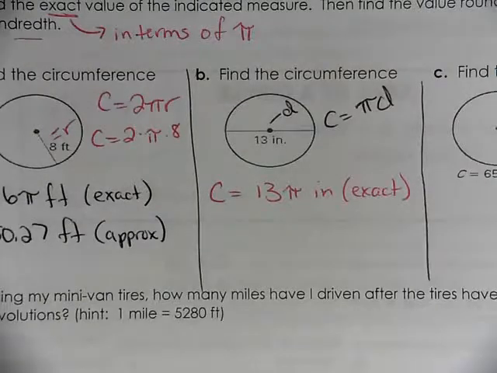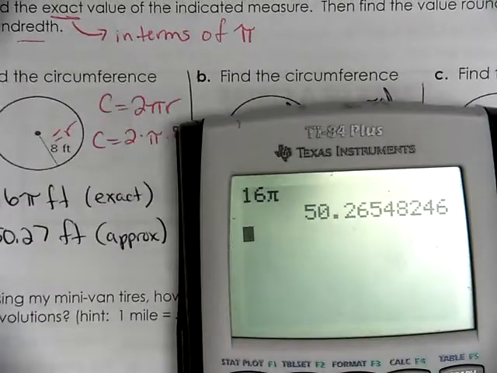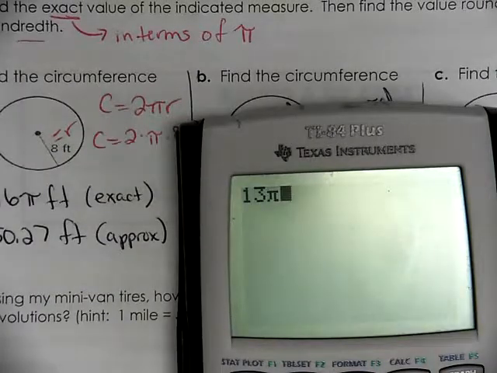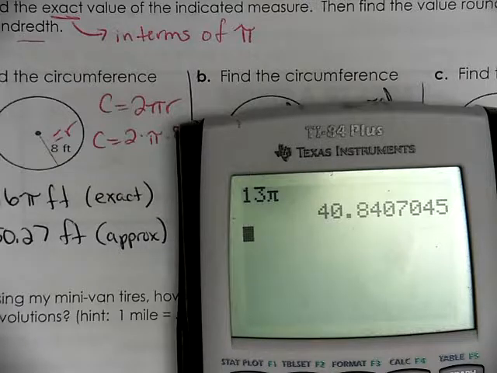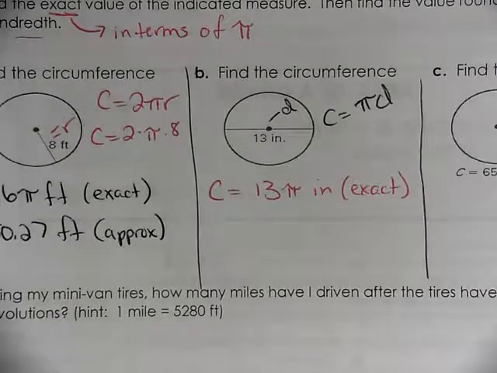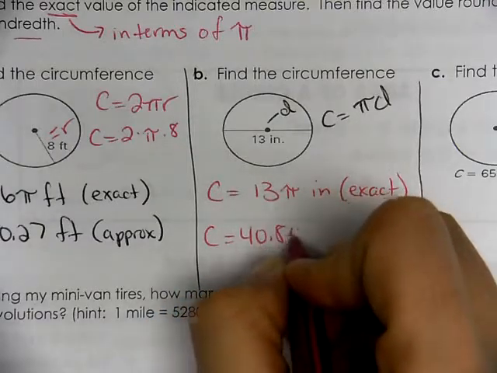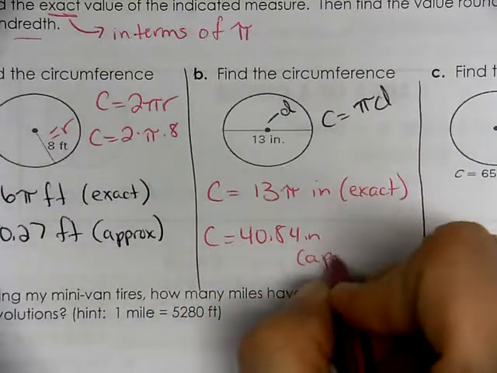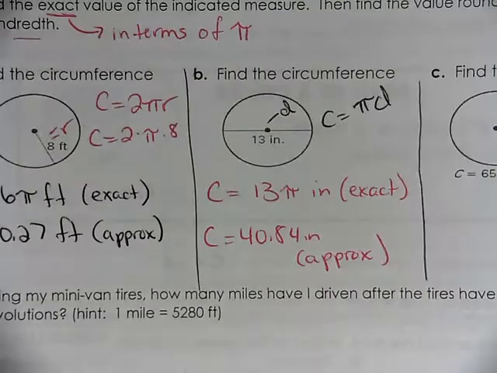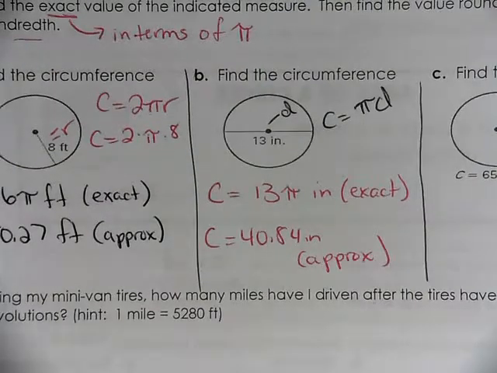Notice I'm still putting units on the end. You guys were really good in the last chapter putting units at the end. The approximate answer, 13 pi, is 40.84. So that's my approximate answer. Okay, that's too easy.